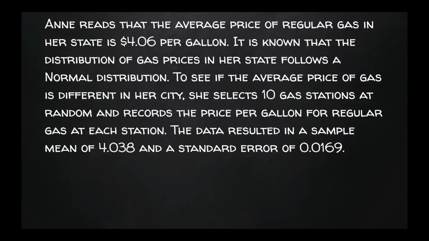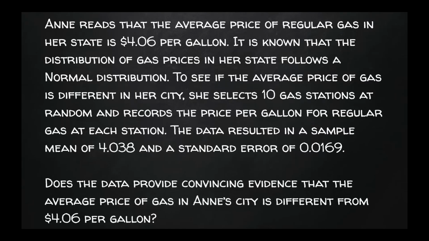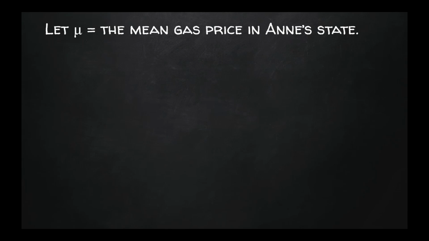The data resulted in a sample mean of 4.038 and a standard error of 0.0169. Does the data provide convincing evidence that the average price of gas in Ann's city is different from $4.06 per gallon? First, let's define our parameter.